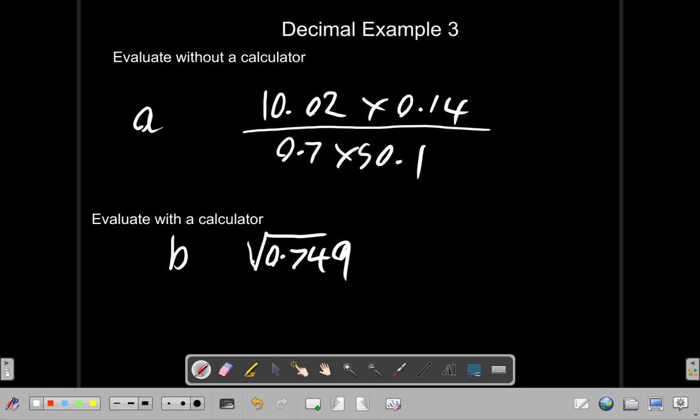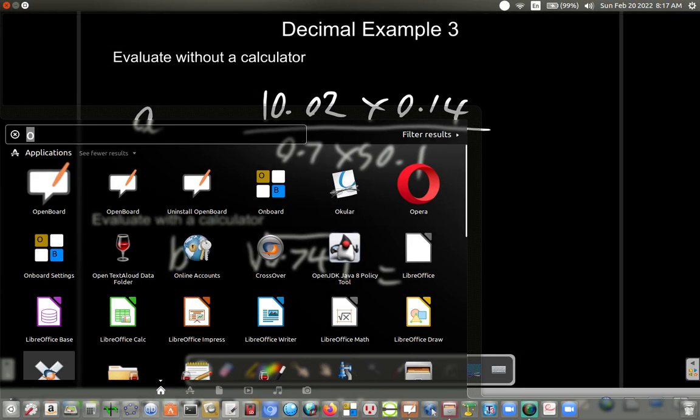Decimal example. Here they say part A, you must evaluate this without a calculator, and then part B, you use a calculator to evaluate this one. Now this is from an old CSEC mathematics paper. This is going to be easier, so let's just evaluate this one with a calculator.